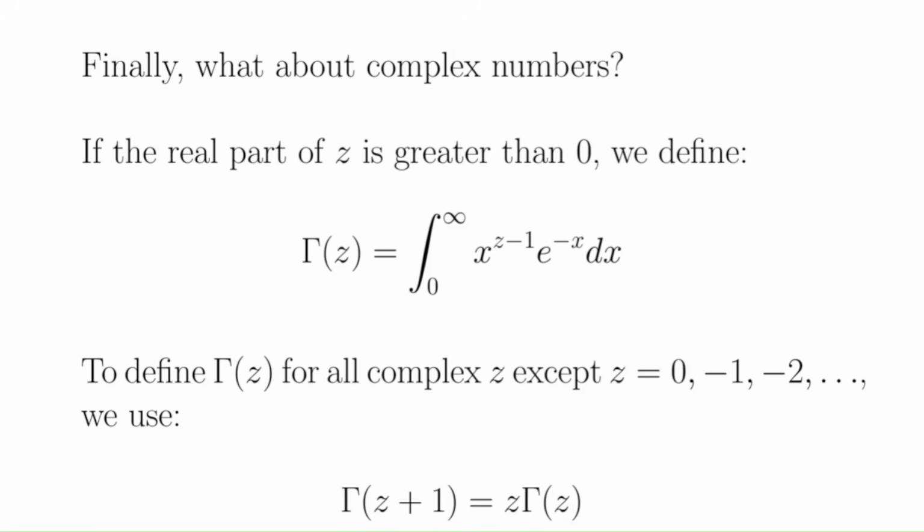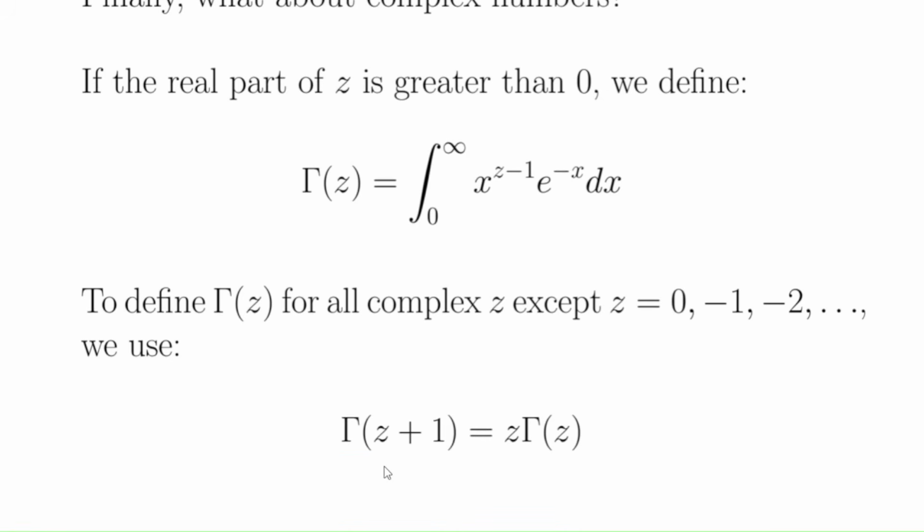Finally, what about complex numbers? Well, if the real part of a complex number z is greater than 0, we define gamma of z essentially the same way we did before, only we're using z here instead of n. So gamma of z is also defined by way of this integral. Now you have to know what it means to take a complex exponent, but it's really defined the same way. Just like before, that only converges if the real part of z is greater than 0. To define gamma of z for all complex numbers other than 0 and the negative integers, we have to do basically what we did before. Use this formula, gamma of z plus 1 is z times gamma of z, and kind of work our way backwards, work our way to the left through the complex plane.